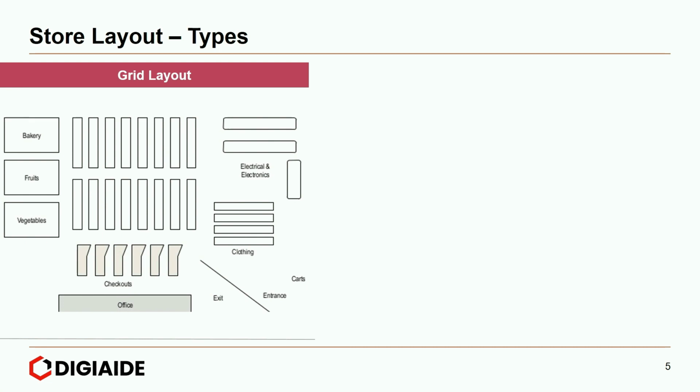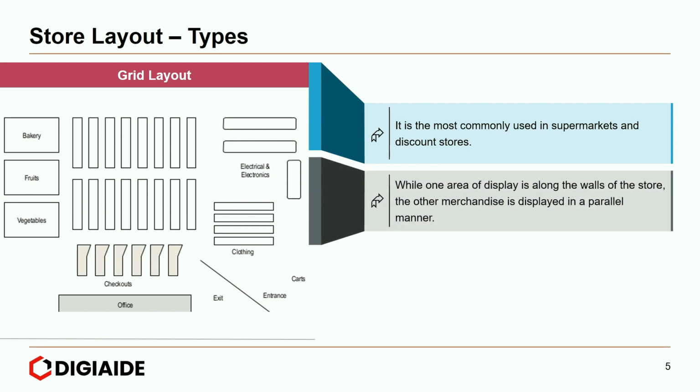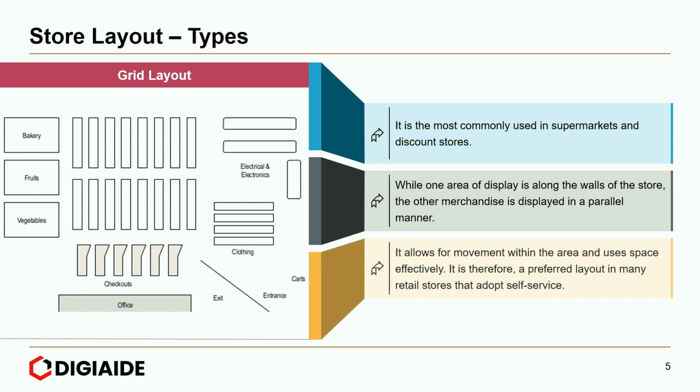First, the grid layout. It is the most commonly used in supermarkets and discount stores. While one area of display is along the wall of the store, the other merchandise is displayed in a parallel manner. It allows movement within the area and uses space effectively. It is therefore a preferred layout in many retail stores that adopt self-service. This layout works typically for supermarkets because the margins on the products are less, so the more products they stock inside a store, the more revenue and margins they get.